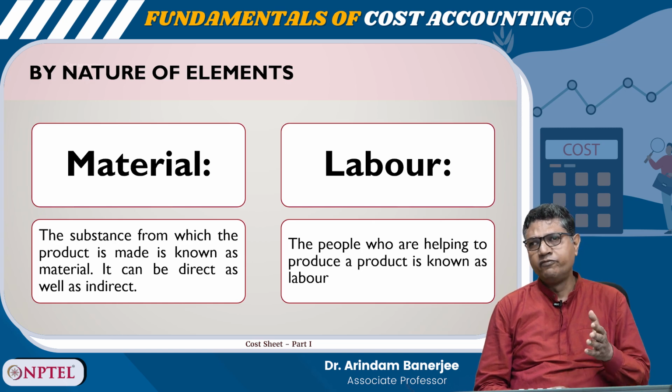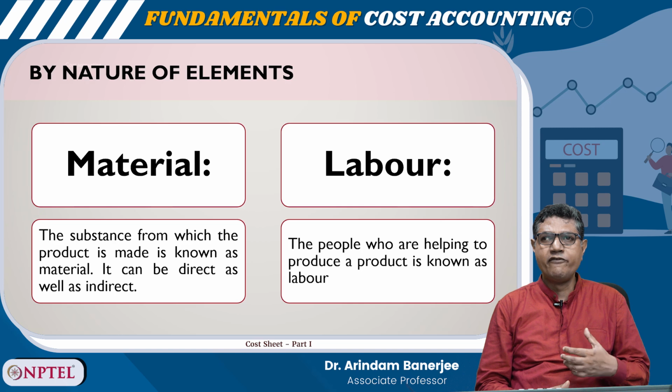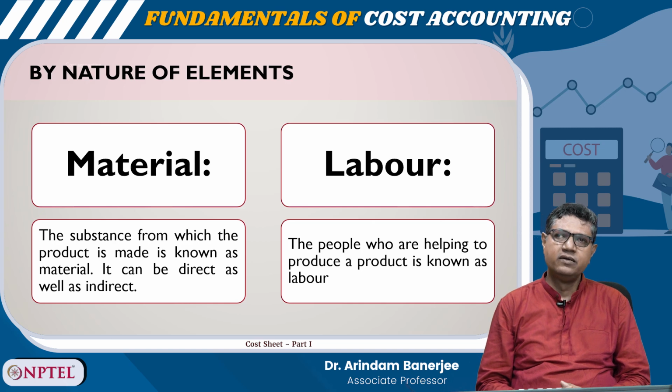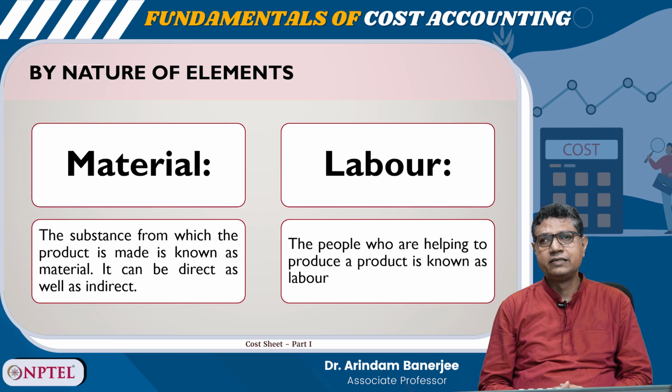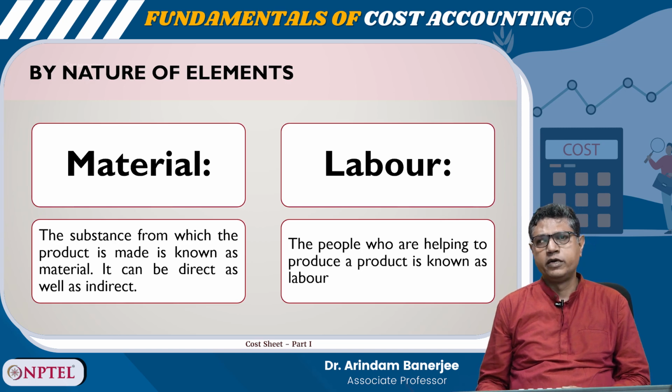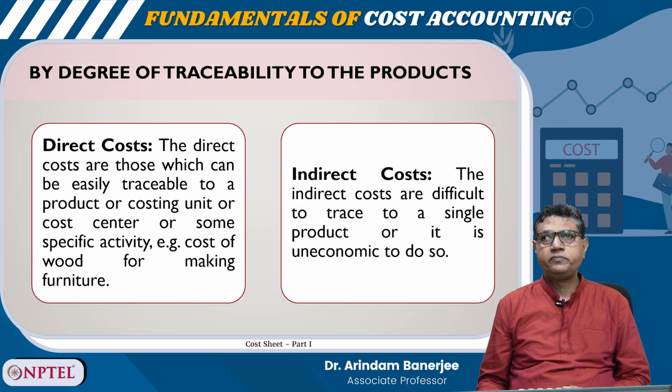Labor. Now with material, to convert the raw material into the finished products, you need to add some human element, some human effort. The people who are helping to produce a product is known as labor. So material and labor, particularly in the manufacturing sector, are the two major components of cost.